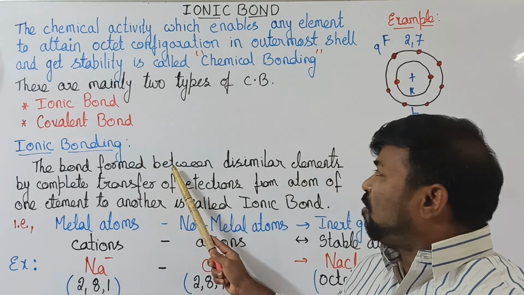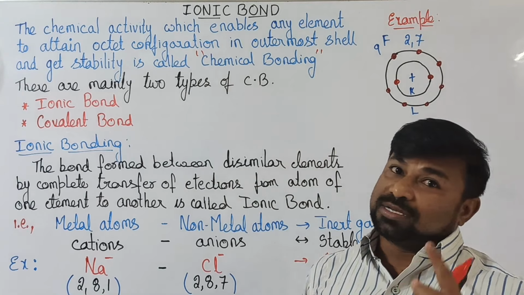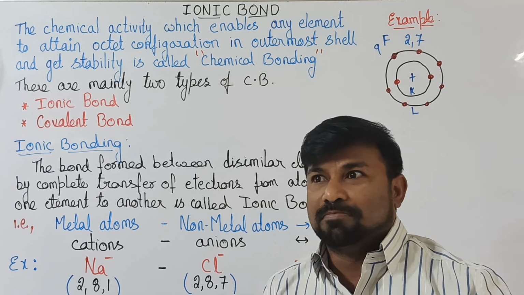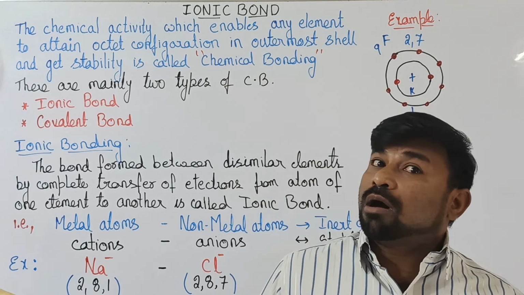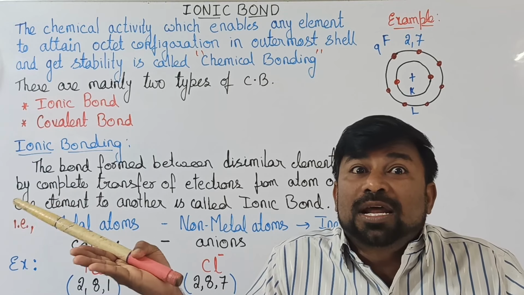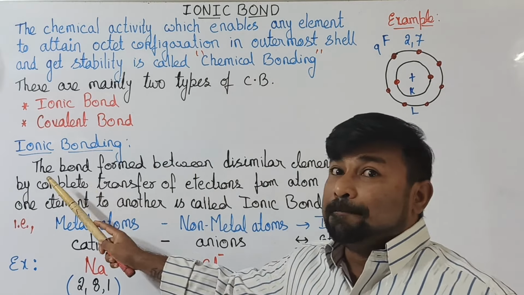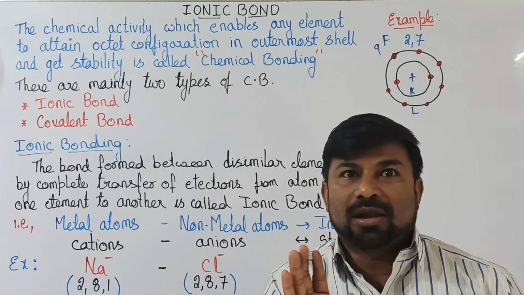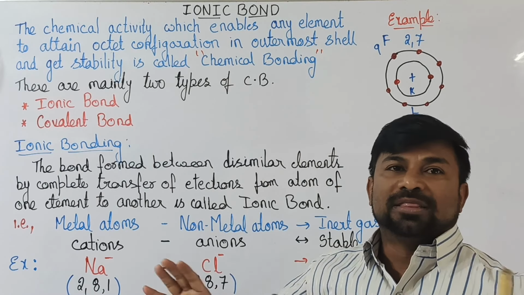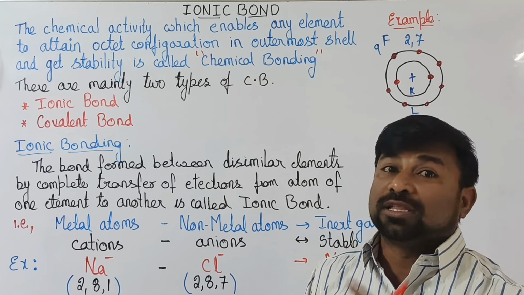Right, the bond formed between two dissimilar elements, I have said dissimilar. It means few are metals, few are non-metals. They have dissimilar properties. The bond formed between dissimilar elements by complete transfer. They are not going to just share; if they lose it, they are done. They are completely transferring the electron.